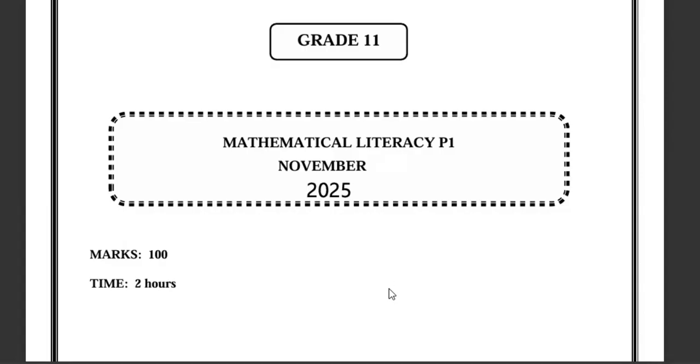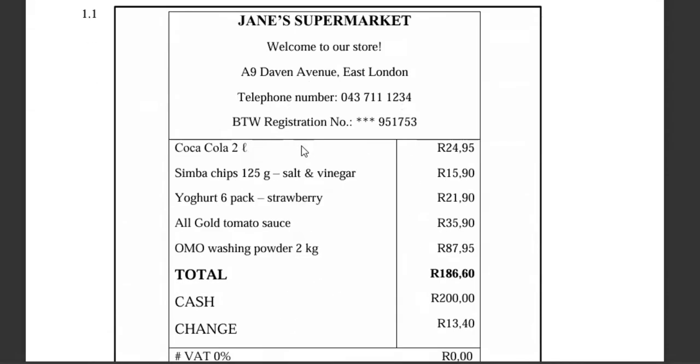Grade 11, let's look at this question paper and see what we can get from it. This is November 2025, paper 1. Those are the instructions, we can go through them. We go to question number 1.